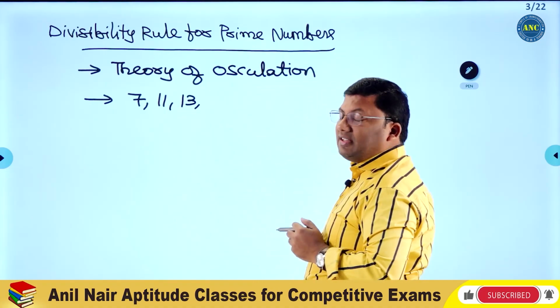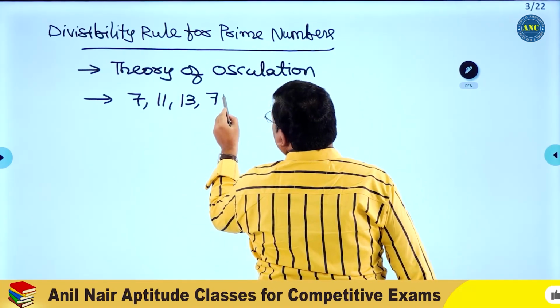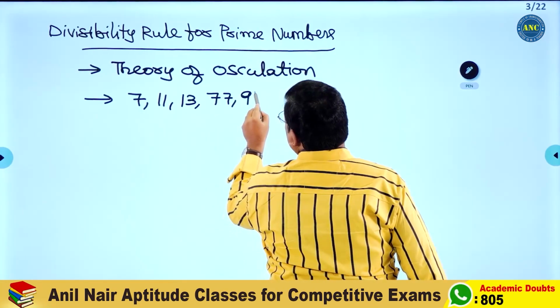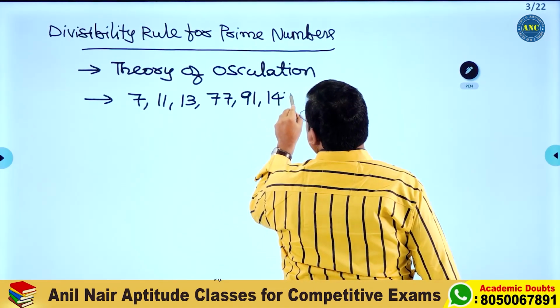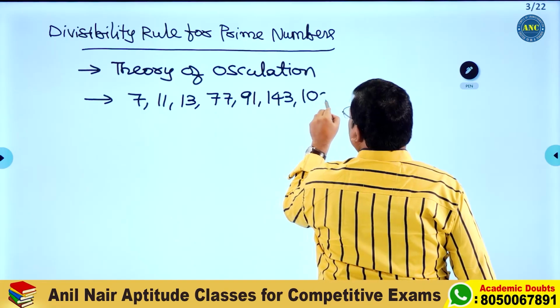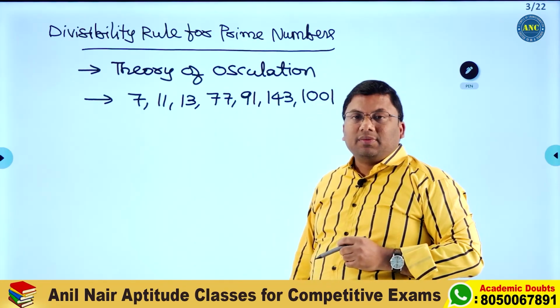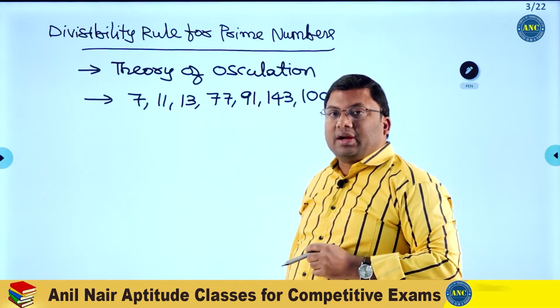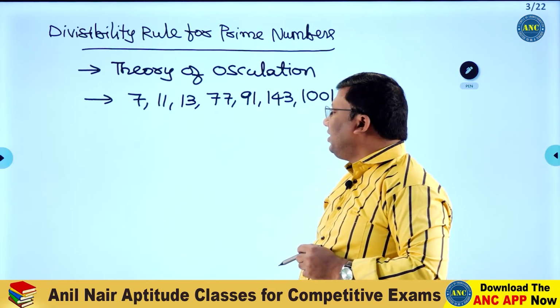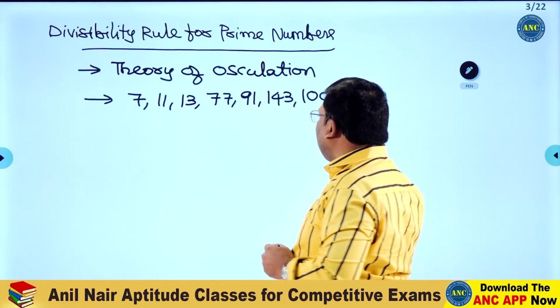7 into 11 is 77. 7 into 13 is 91. 11 into 13 is 143. 7 into 11 into 13 is 1001. Divisibility rule for these special numbers: 7, 11, 13, 77, 91, 143, 1001.